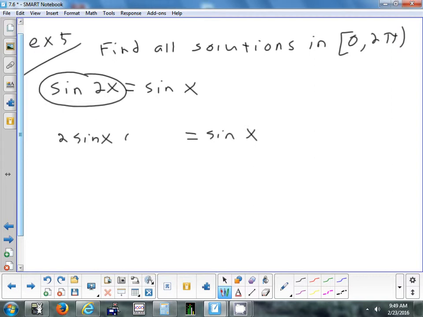Good. 2 sine x cosine x. And now how would I bring this sine x to the other side? Yep. Make it negative, subtract it. And you're going to see something kind of like we did yesterday. What do these both have in common? Sine x. When two things have something in common, what can you do with it? You factor it. Factor it out.